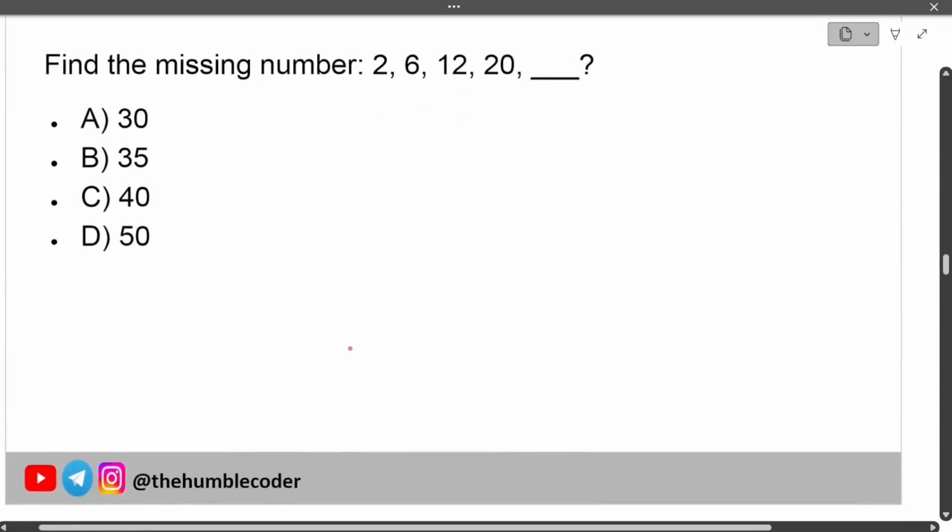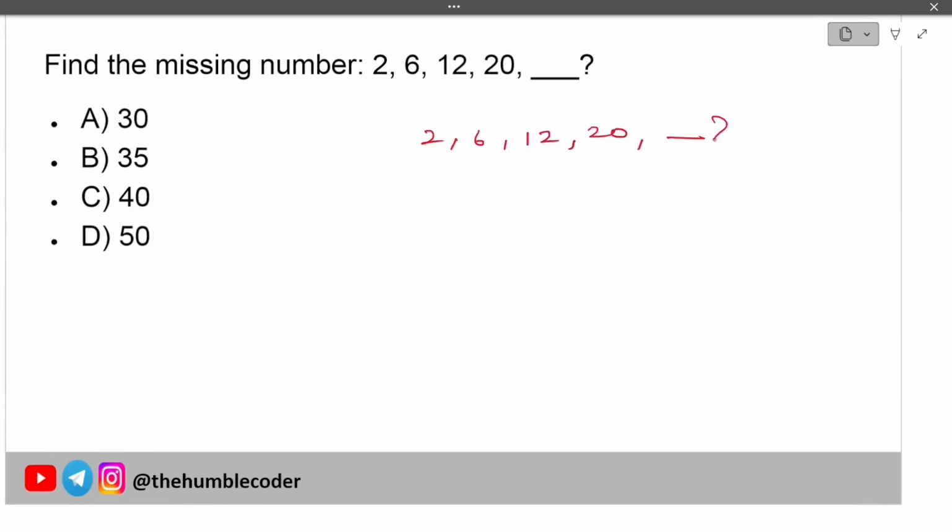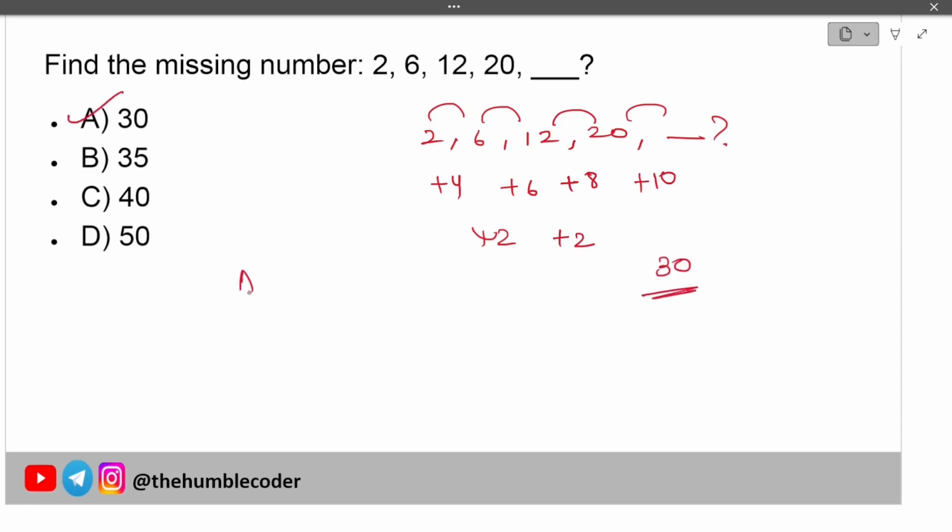Find the missing numbers. Okay, again we have a number series 2, 6, 12, 20, and then what is the next one? Let's try to find out the pattern. The difference between 2 and 6 is plus 4. Then 6 to 12 is plus 6. Then 12 to 20 is plus 8. So you can see a pattern. Initially it was 4, then a plus 2 pattern is happening, and then again a plus 2 pattern. So 4, then 6, then 8 is getting added, and now what should get added is 10, because 8 plus 2 is 10. So the correct answer for this should be 30, which is option A.